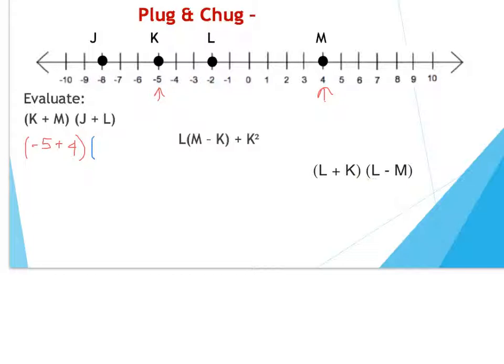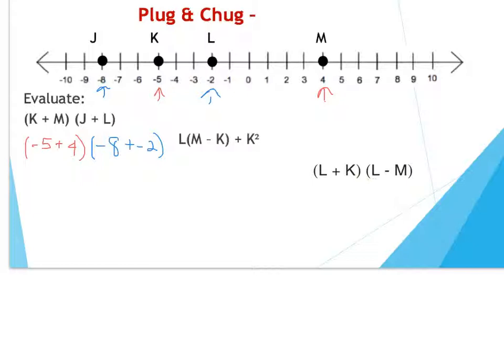Now I'm going to figure out my next parentheses. I have j. Again, I look back at the number line and j is -8. I need to add l to that. So again, I look back at my number line and I see that l is -2. So again, all I'm doing is plugging in my numbers for my variables and then solving. Plug and chug.